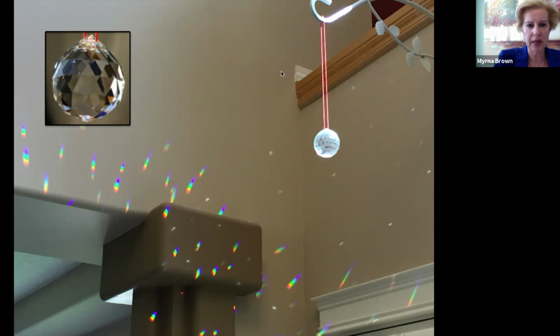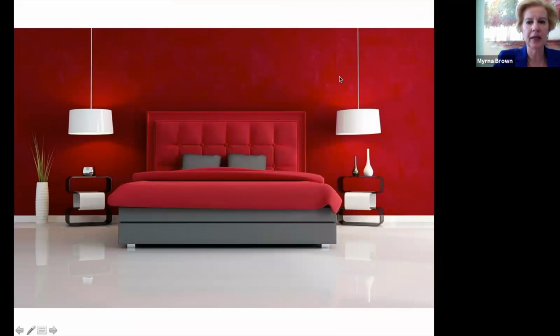So I don't know if we need to go back or not. The computer won't let me. Okay. So there's no questions that I can see, so we're just going to keep going. So command position.